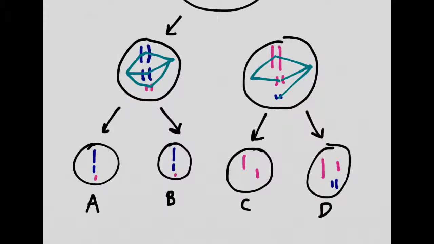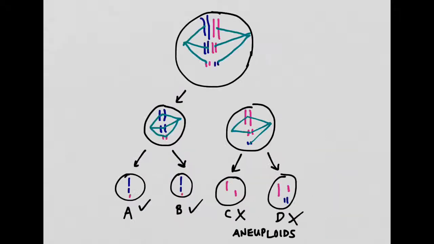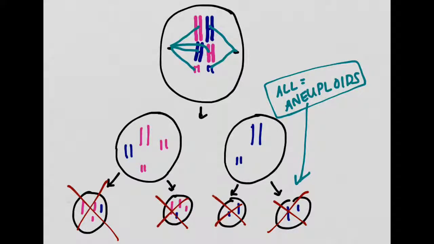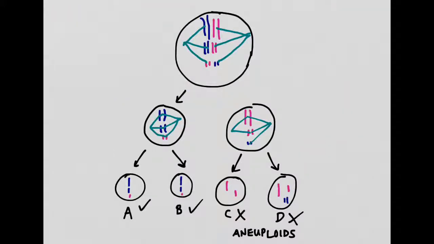So we know that in situation A and B we're fine. We're expecting to have those 3. But in C and D, we do not have the correct number. Here we have only 2, and here we have 4. So both of those are aneuploids. So remember in the previous condition that we talked about here, when non-disjunction happens in meiosis 1, all of the cells are not viable. They're all aneuploids. And problems like that can be pretty catastrophic. It can wipe out an organism before it's born. But in this situation, we have 2 viable cells and only 2 are aneuploids.